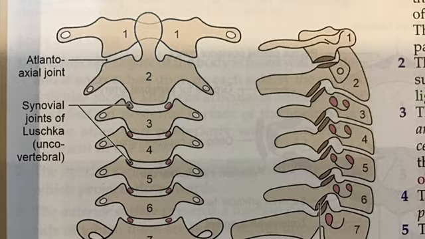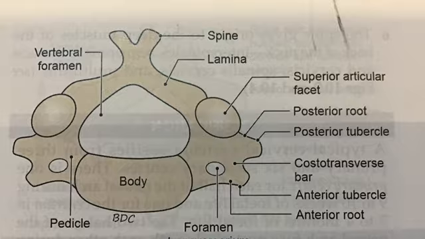This is the arrangement of the cervical vertebrae, anterior view and lateral view. You can see the first vertebra and the second, and the joint between the first and second is the atlantoaxial joint, and synovial joints in between. These are the 7 cervical vertebrae. You see the typical cervical vertebra from above. The spine is bifid a little bit, and there is a foramen in the anterior root through which passes the vertebral vessel.